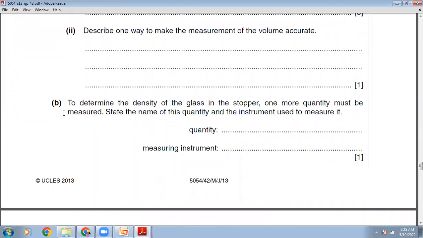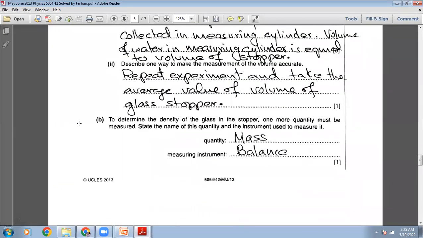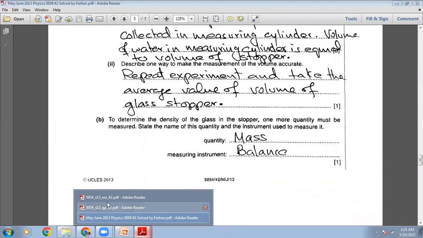Describe one way to make the measurement of the volume accurate. One way of making the measurement of the volume accurate is to repeat and find the volume, for example, 3 times, and then take the average of that volume. That's one way of making it more accurate. Repeat the experiment and take the average value of the volume of the glass stopper. That's my answer. So let's have a look at the marking scheme.